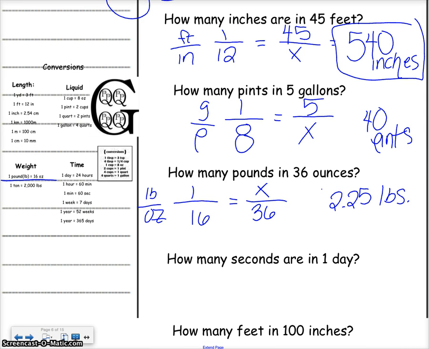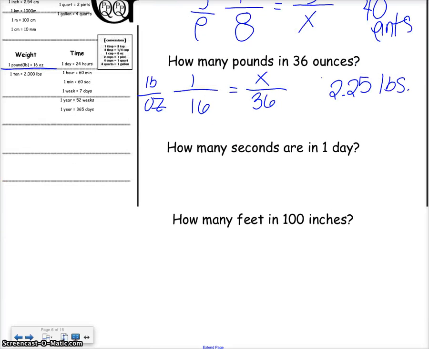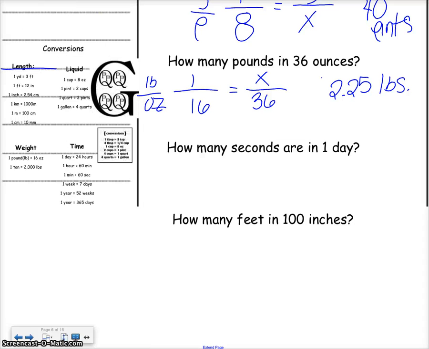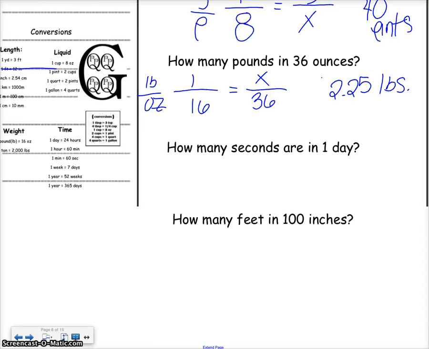Do you feel like you can do this at a level 3 or 4-ish? Here's a level 4-ish, multi-step problem. How many seconds are in 1 day? I think I did 2 of them approximately when I went through this. So I don't know the scale factor for seconds in a day. It is definitely not on there.